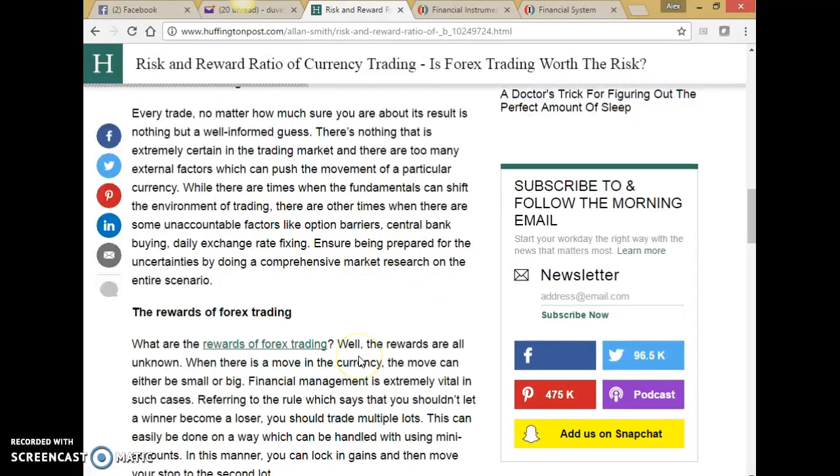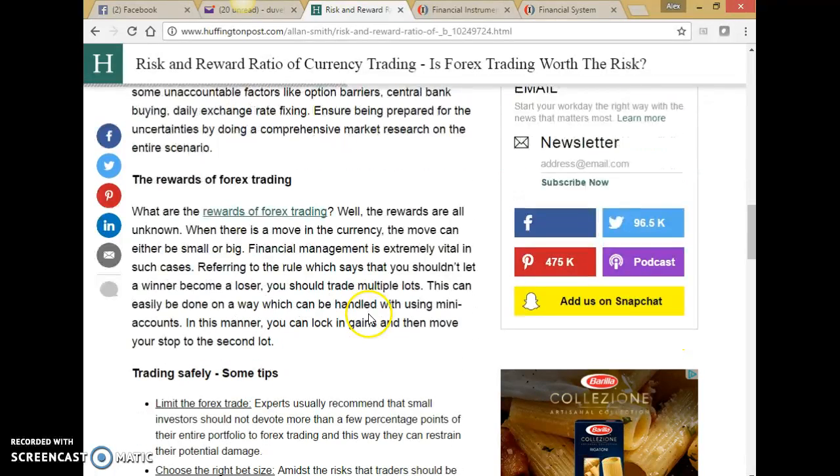The rewards of Forex trading. What are the rewards of Forex trading? Well, the rewards are all unknown. When there is a move in the currency, the move can be either small or big. Financial management is extremely vital in such cases, referring to the rule which says you shouldn't let a winner become a loser. You should trade multiple lots, which can easily be handled using many accounts. In this manner, you can lock in gains and then move your stops on the second lot.